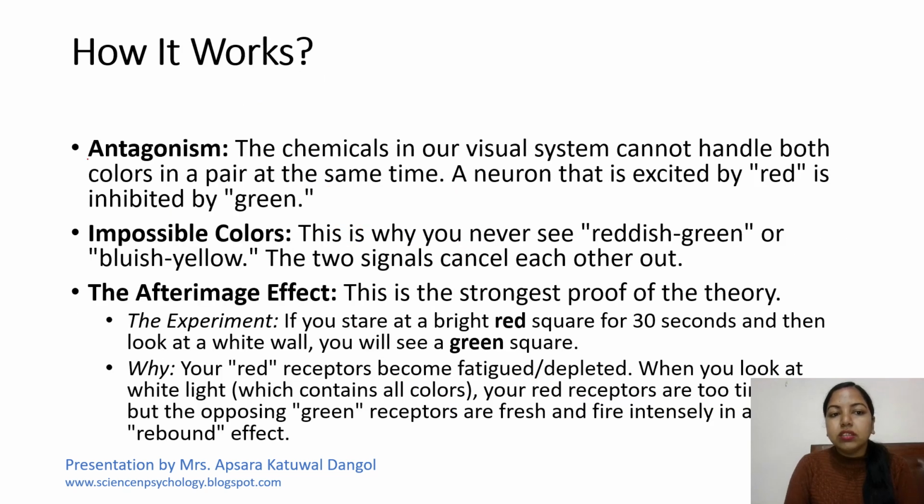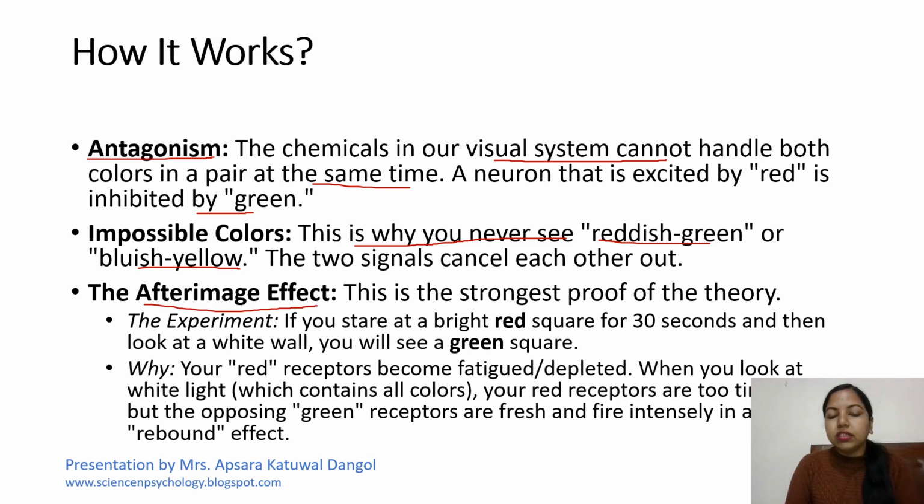Talking about the antagonism, the chemicals in our visual system cannot handle both colors in pure form at the same time. So a neuron that is excited by red is inhibited by green. Red is the opposing pair of green. In the same way, when a neuron is excited by black, it is inhibited by white. So there are some impossible colors. That is why we can never see reddish green or bluish yellow, because these are opposing pairs. The two signals cancel each other out.